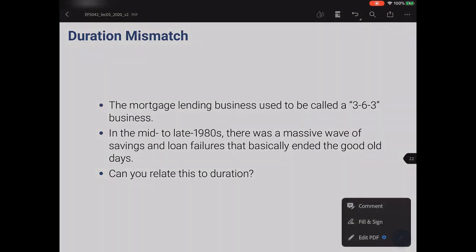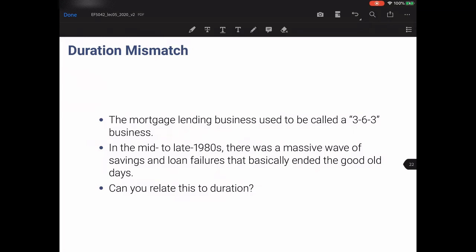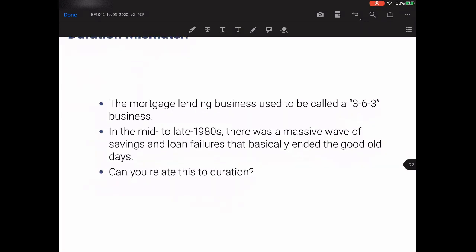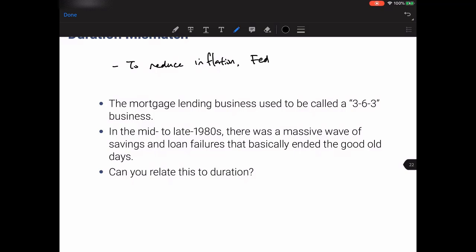So let me write that down to give you some context. To reduce inflation, the Fed, or the US Central Bank, increased interest rates from 9.5% to 12%. And this is a massive source of interest rate risk.